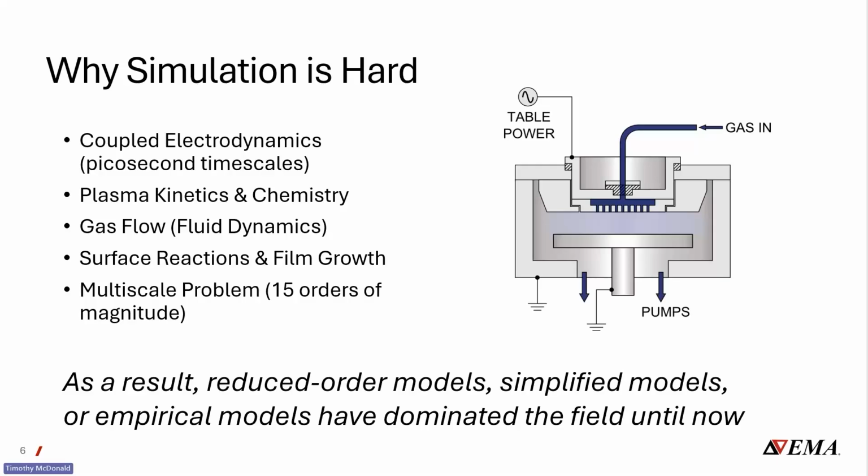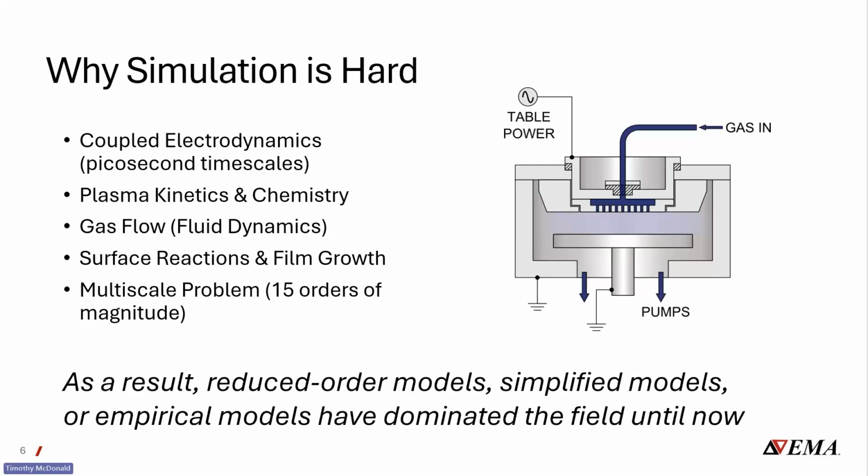And then we have to think about the surface reaction and film growth. Film deposition depends on sticking coefficients, recombination probabilities, surface diffusion, and microstructure evolution. These occur at the angstrom to nanometer scale, but they've got to be simulated over the wafer dimensions, which, as we said, is hundreds of millimeters. And so it makes it a multi-scale problem.